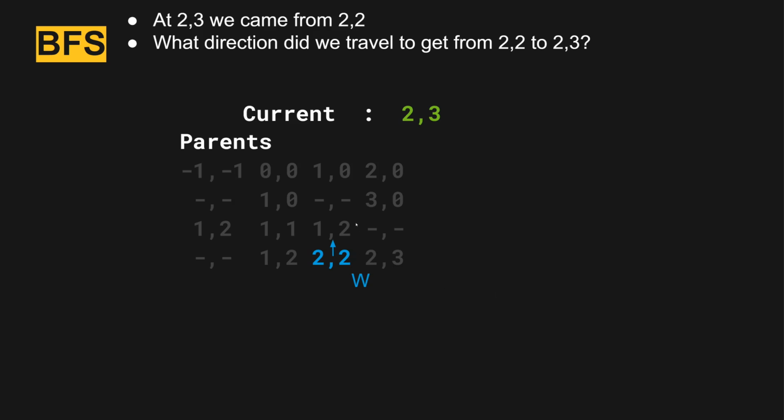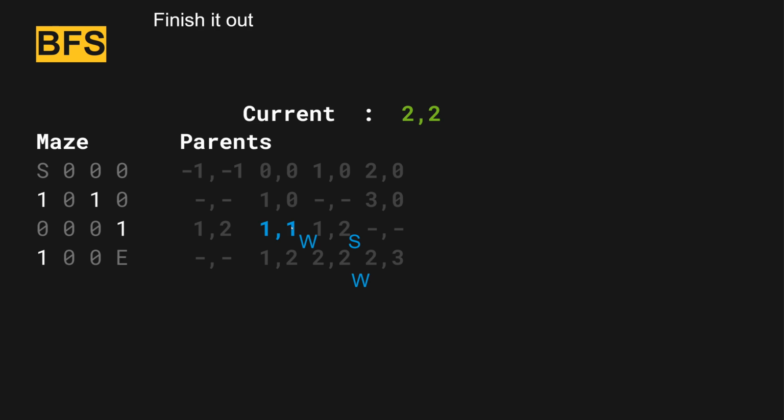Next, how did we get from 2, 2 to 2, 3? We went south. To get from 1, 2 to 2, 2, we traveled west. To get from 1, 1 to 1, 2, we traveled south. To get from 1, 0 to 1, 1, we traveled south. And to get from 0, 0 to 1, 0, we traveled west.